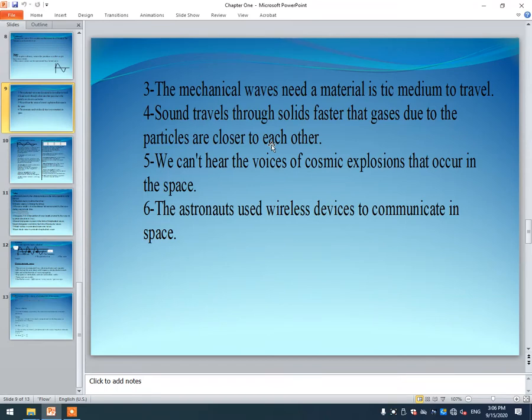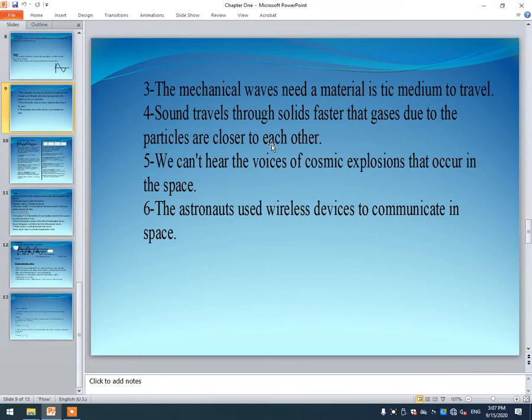Okay. But we can't hear the voices of cosmic explosions that occur in space. There are very tremendous explosions on the surface of the sun, which produce the sunlight for us. But we can see the light and we can't hear the cosmic explosions. Why can't we hear it? But we can see the light produced from these explosions.